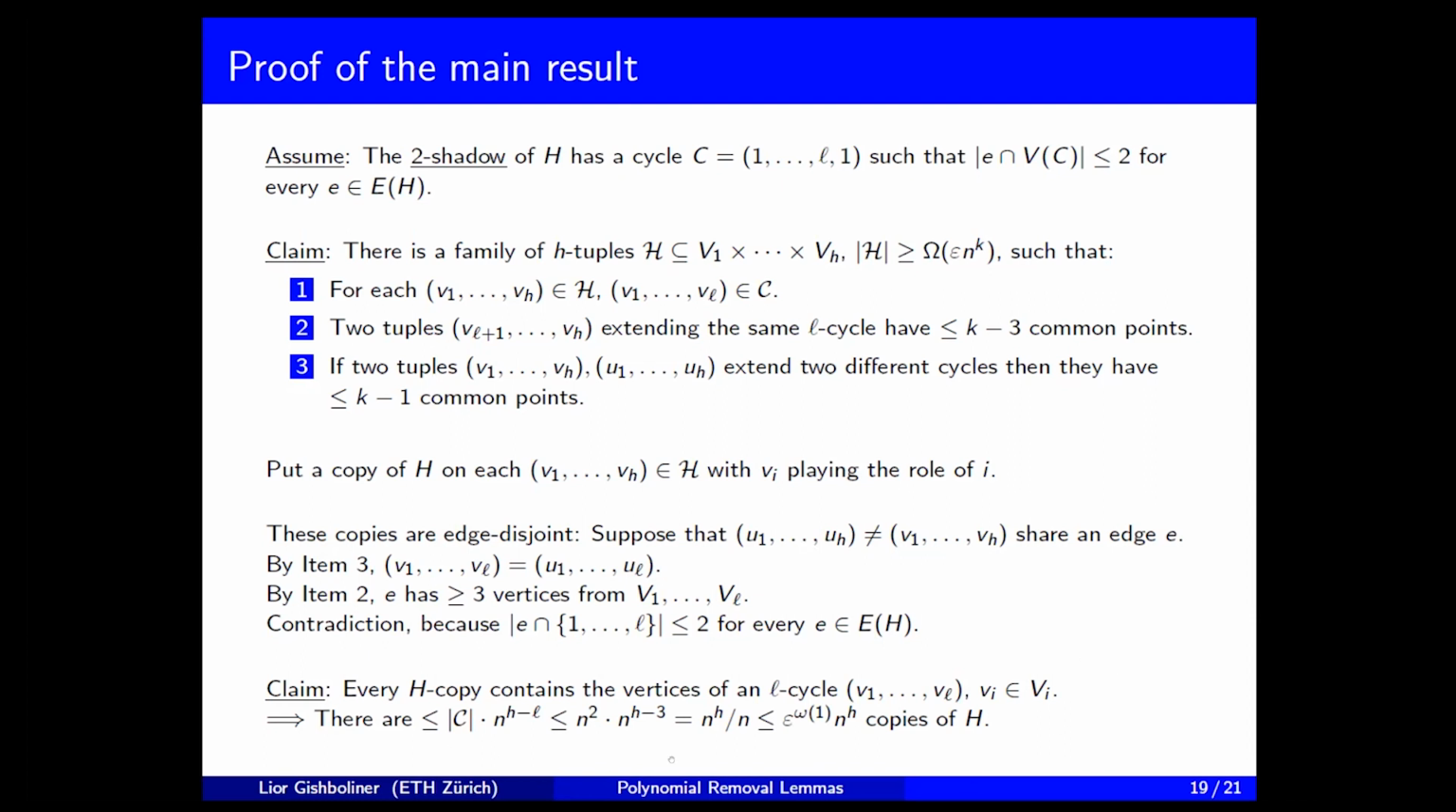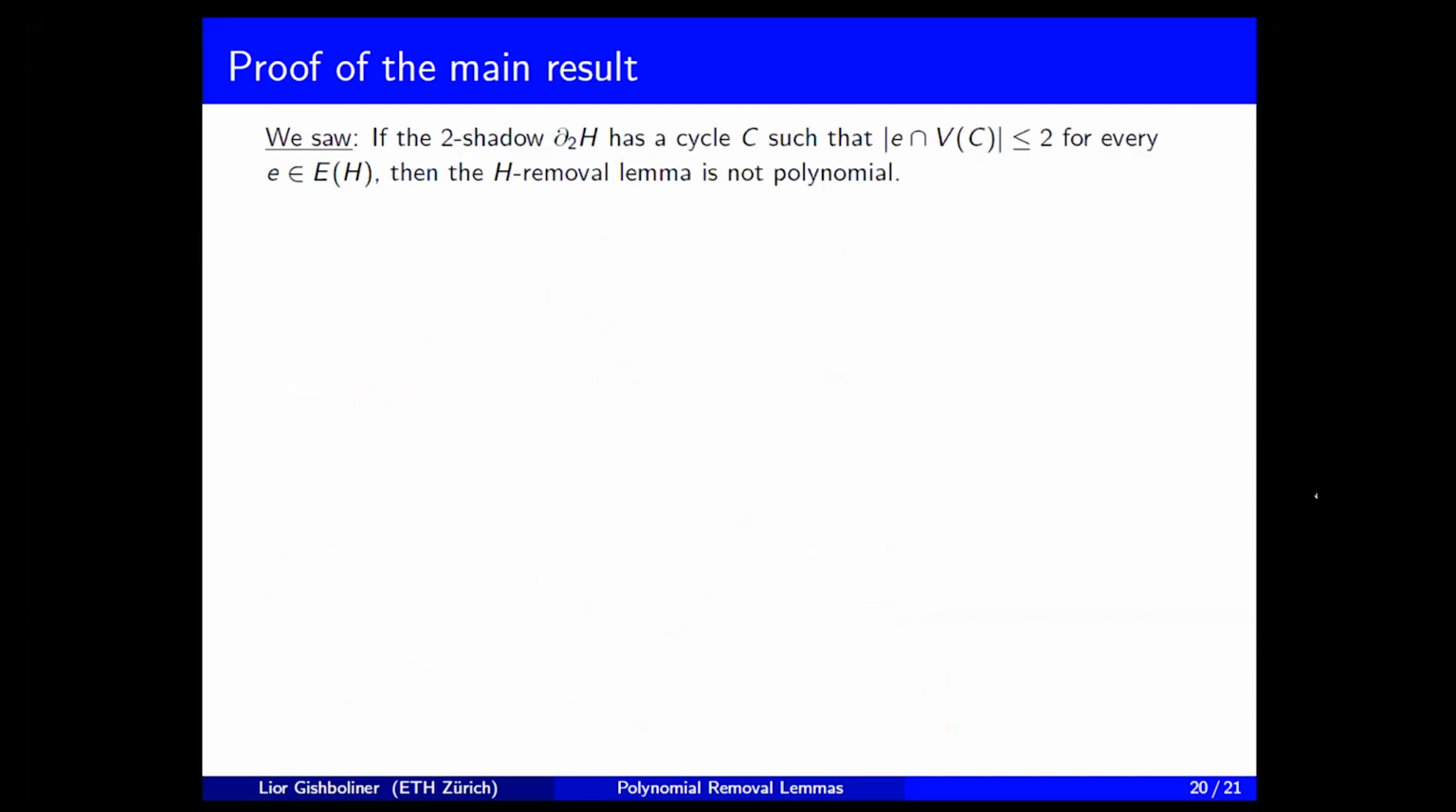So in order to choose a copy, we need to choose a cycle, and then we have at most n options for any other vertex. So we have C times n to the H minus L, but C is at most n squared, and L is at least 3, so we can write that this is at most n to the H over n. But since n is super polynomial in 1 over epsilon, like before, we see that this fraction of n over n to the H is smaller than any polynomial, which is what we wanted to prove. Okay, so this is one case of the problem that we can solve.